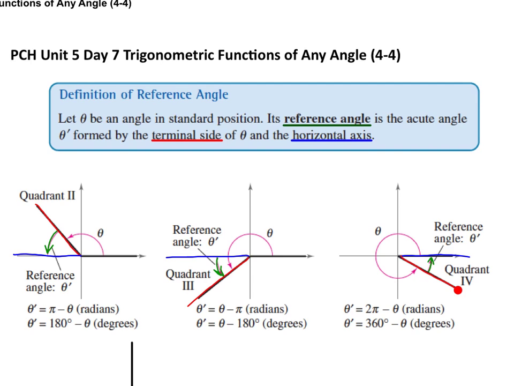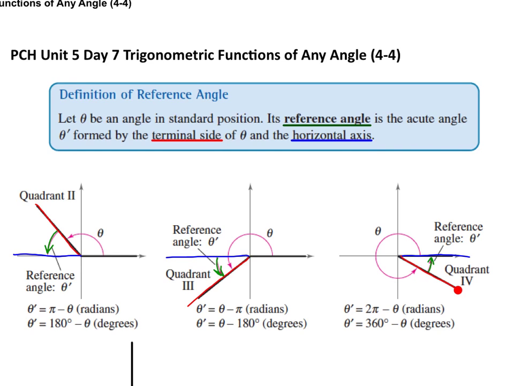Alright, so first of all, the definition says, let theta be an angle in standard position. Its reference angle, in green on these three, is the acute angle, using the notation theta prime, formed by the terminal side in red and the horizontal axis there in blue. I color-coded it for you so you could pair the terms with what they are in the diagrams. Okay? So, the reference angles here are in green.